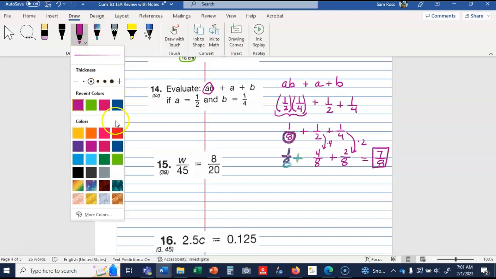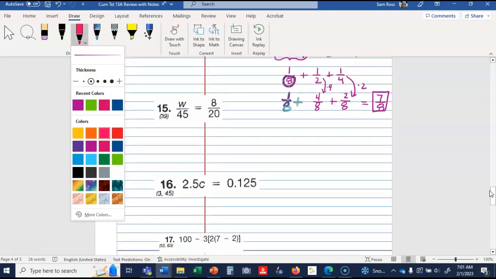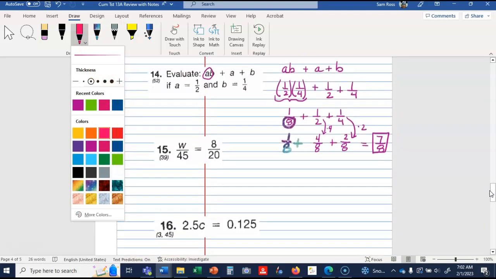For that one, I'm going to go ahead and change colors and see if I can't do 15. There we go. And make sure you write all of that down for 14.